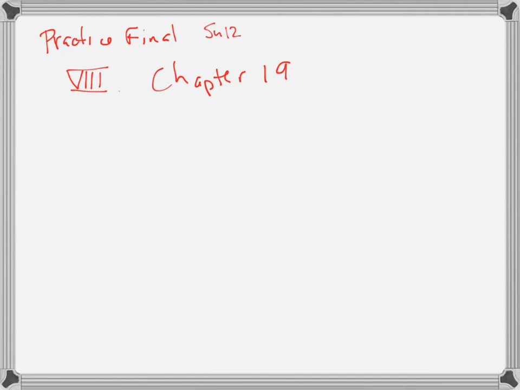Okay? So the question that first came up here was from, I think, the practice final, right? Roman numeral 8, it's a chapter 19 question. It should be summer 12. What it asked for was the time necessary for a particular result. So we want to solve for the time.